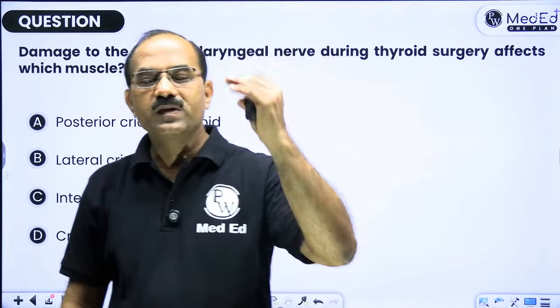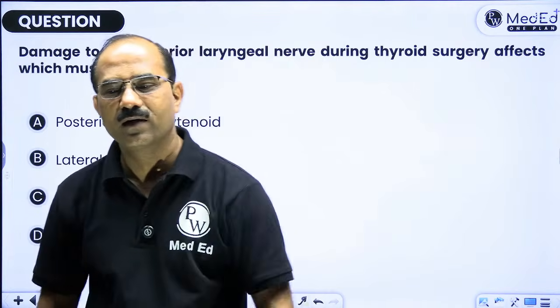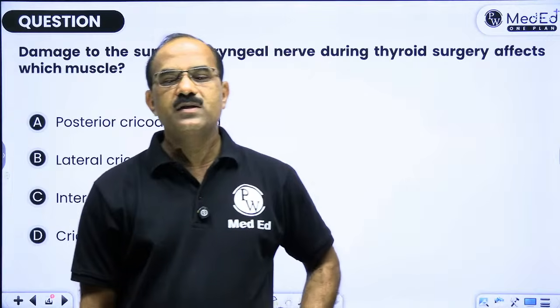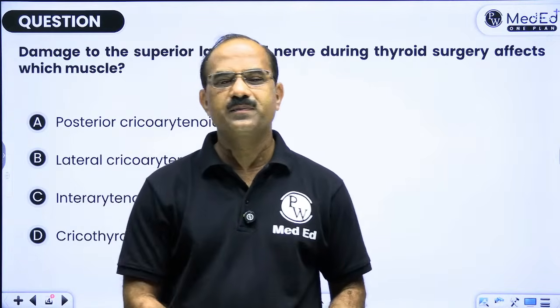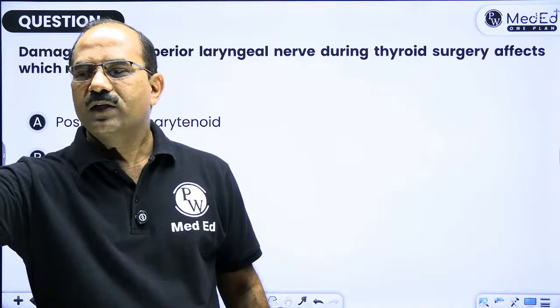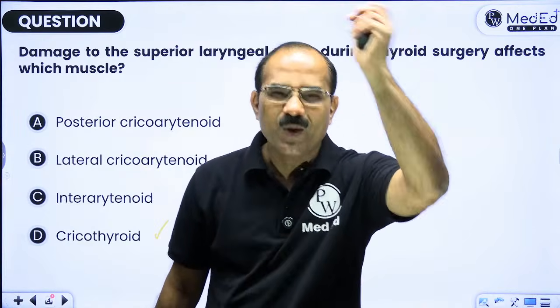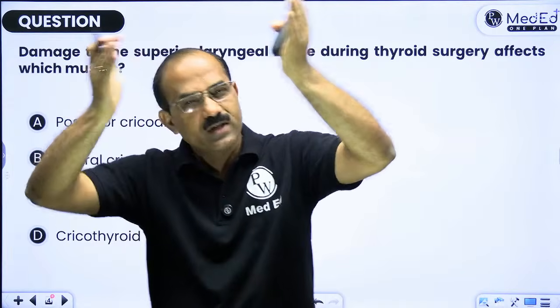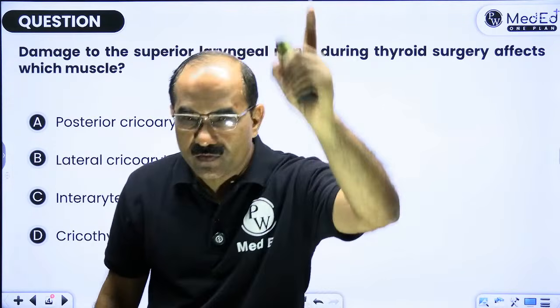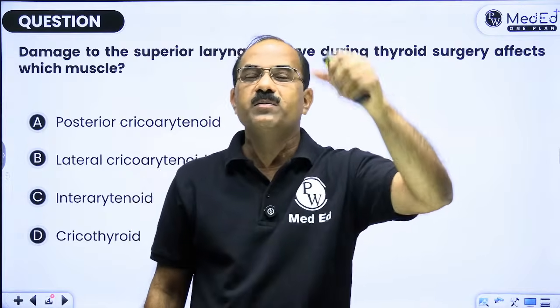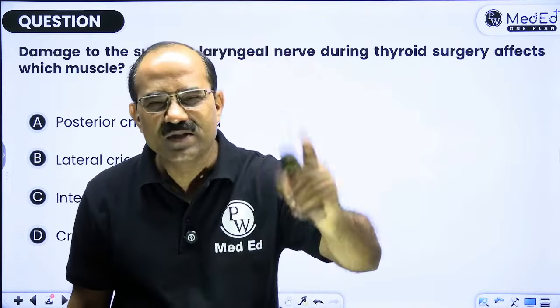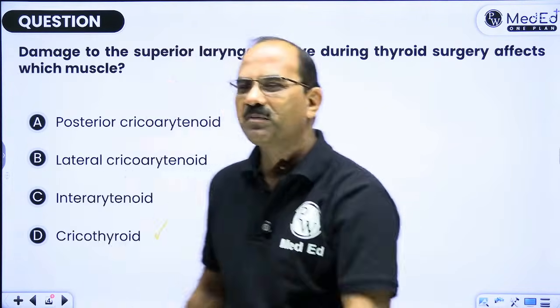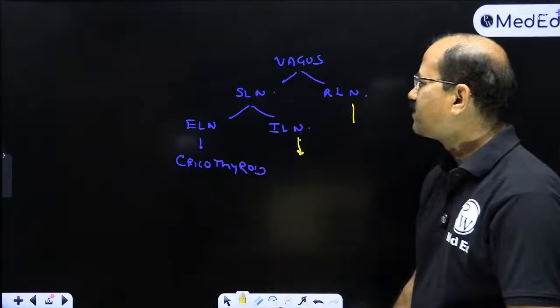Can anyone tell me which is the safety muscle of the tongue? Any guesses? The safety muscle of the tongue is genioglossus, because it protrudes the tongue. The genioglossus protrudes the tongue to the opposite side. Safety muscle of the tongue is genioglossus. Safety muscle of the larynx is posterior cricoarytenoid. Remember that, very important.